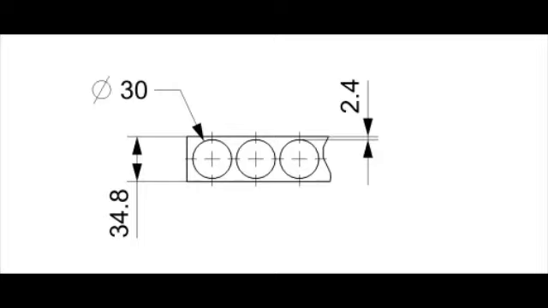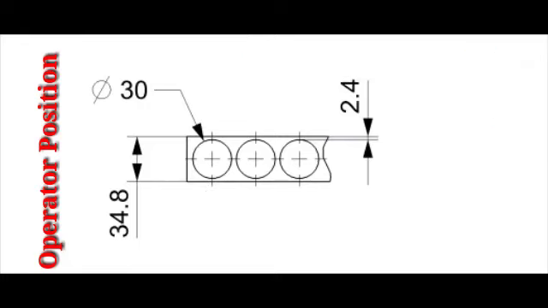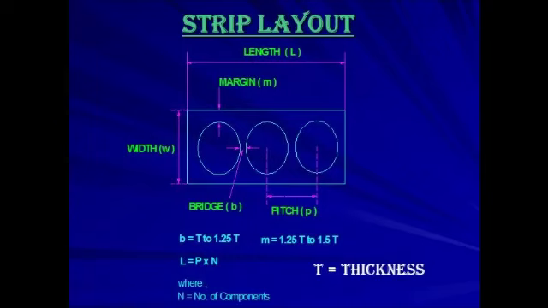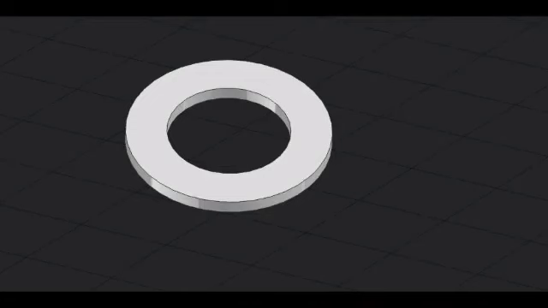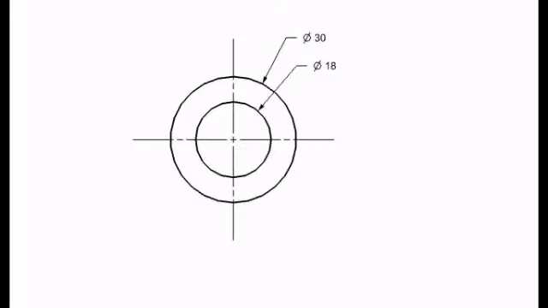Front scrap. This is the scrap bridge on the edge of the strip which is towards the operator. Back scrap. This is the scrap bridge on that edge of the strip which is away from the operator. Scrap bridge width is 1.2 times the sheet thickness, 1.2 multiplied by the sheet thickness. For an example, calculate the economy factor to punch a mild steel washer in single row feeding. Outside diameter is 30 mm and inside diameter 18 mm. And consider the part thickness to be 2 mm.